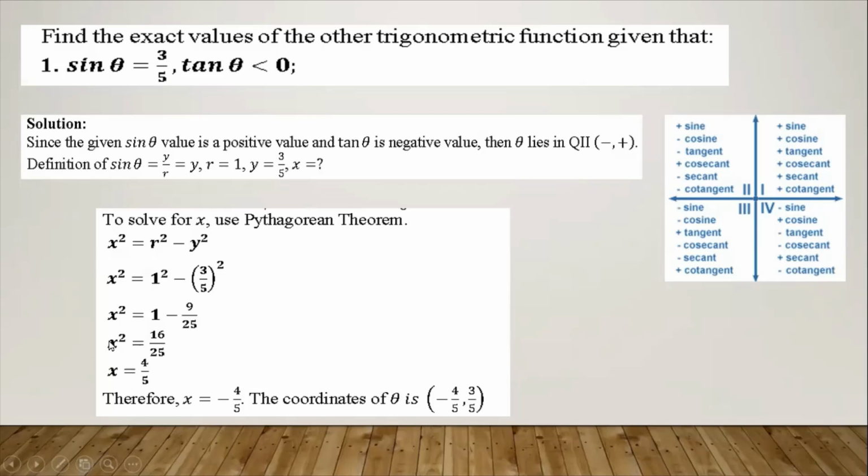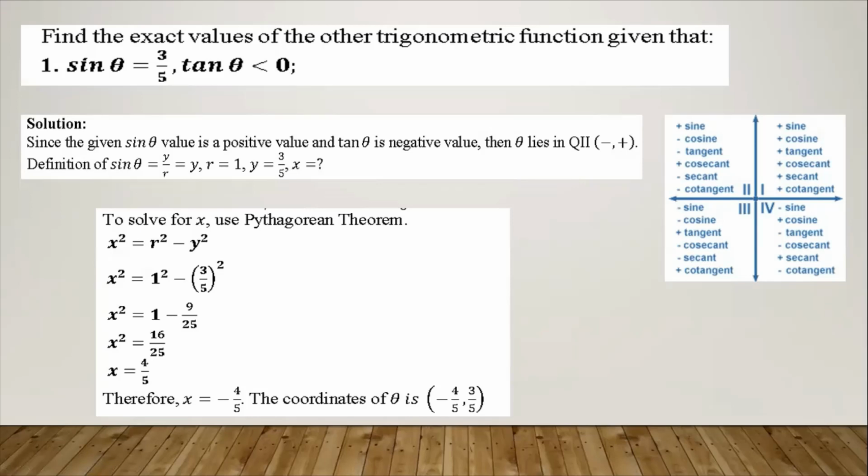And since it is x squared here on the left side, we need to solve for x alone. Therefore, we square root both sides. And since we square root both sides, the remaining value here on the left side, we have x is equal to the square root of 16 over 25, that is 4 over 5. Since 16 for the numerator is a perfect square and 25 in the denominator is also a perfect square. And therefore, x is equal to negative 4 over 5.